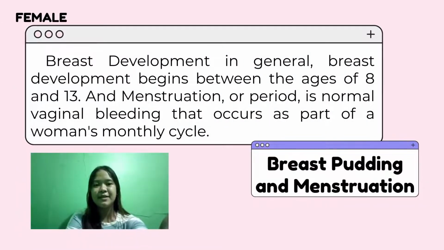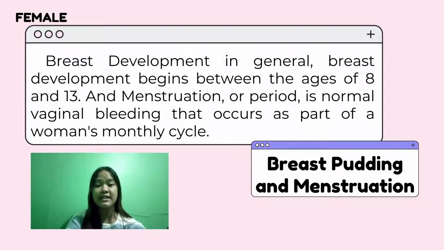Next, in females, breast development and menstruation. In general, breast development begins between the ages of 8 and 13. A girl's breasts are typically fully developed by age 17 or 18. However, in some cases, they can continue to grow into her early 20s. Menstruation, or a period, is normally vaginal bleeding that occurs as part of a woman's monthly cycle.